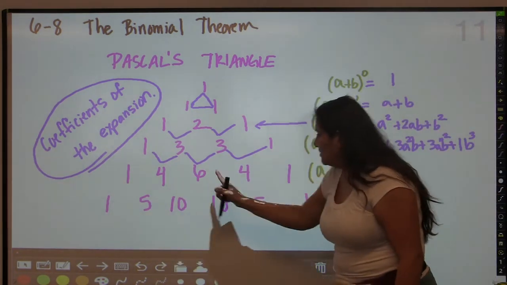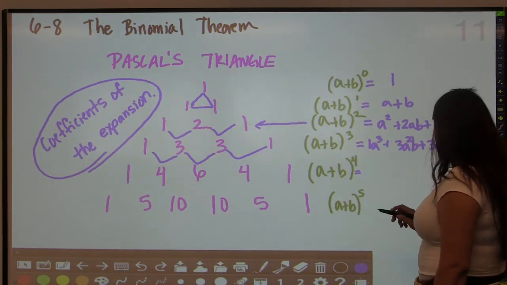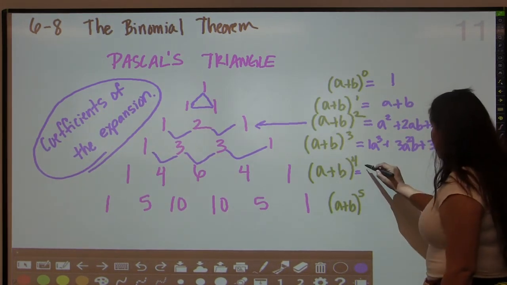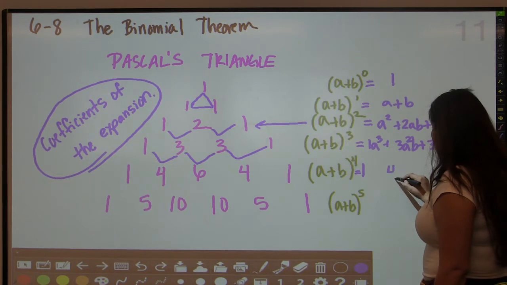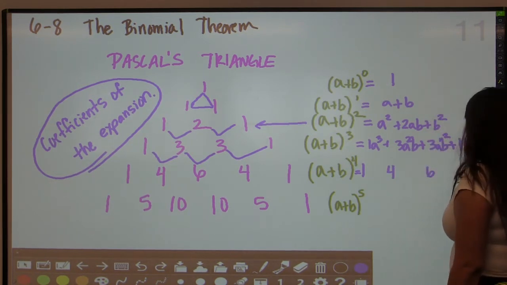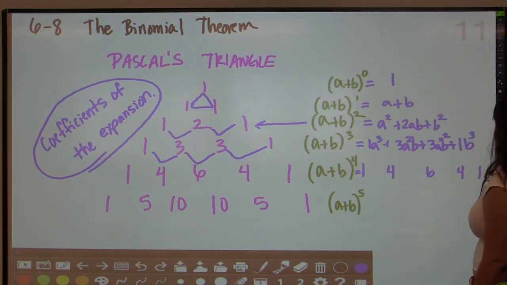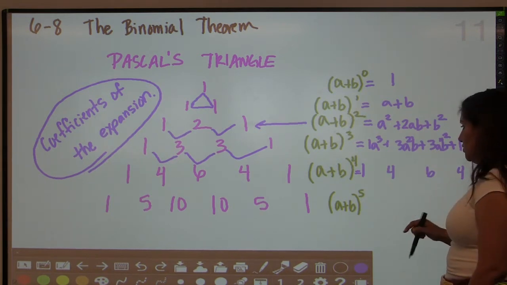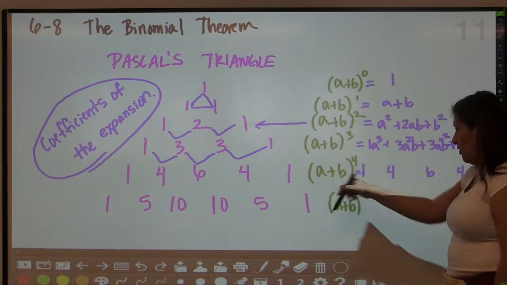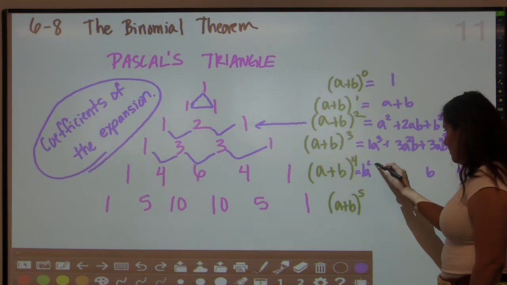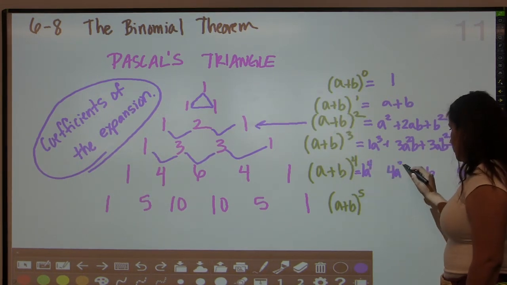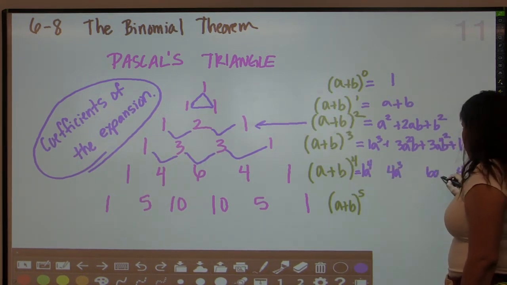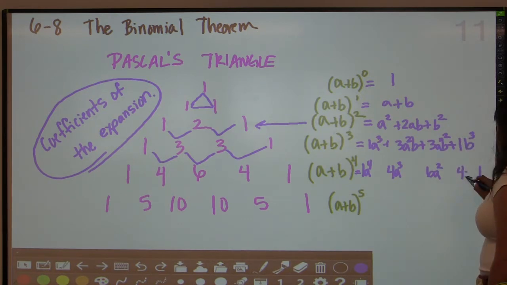Again, we're going to have 1, 4, 6, 4, 1. I probably need more space here, but I'll put a 1, a 4, a 6, a 4, and a 1. I'm not sure we'll have enough space there, but you get the picture. Then the a's are going to go in order. So I'm going to start with a to the 4th, a cubed, a squared, a to the 1, and then no a, correct?